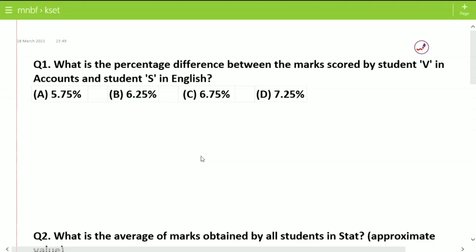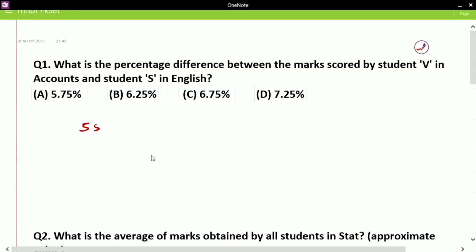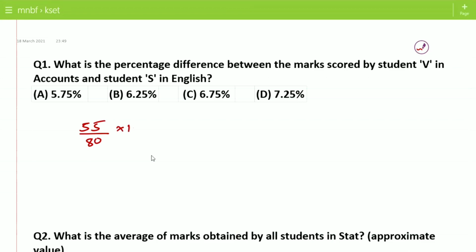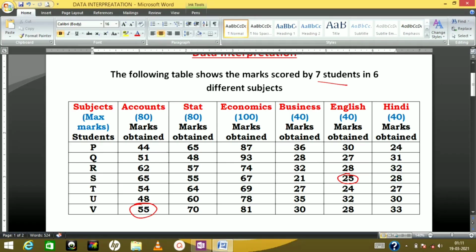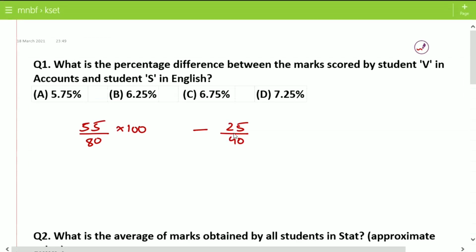The first question is, what is the percentage difference between marks scored by student V in accounts and student S in English? So student V in accounts has scored 55, and student S in English has scored 25 marks. So we have to find out the difference in percentage of these two marks. So 55 he has scored out of 80. So 55 divided by 80 into 100, and student S 25 out of 40 in English.